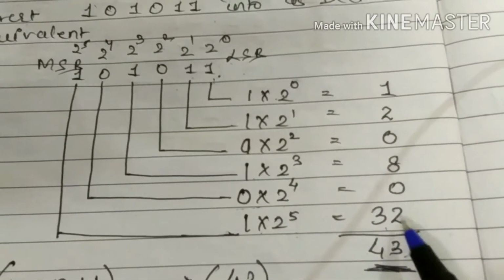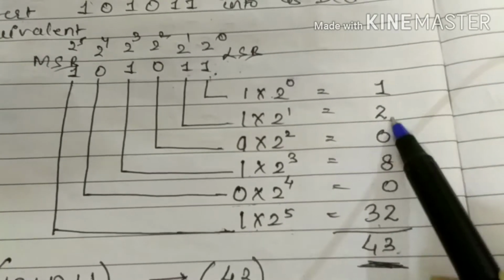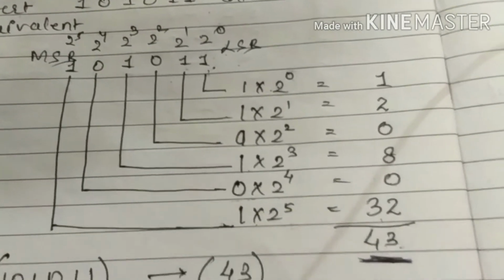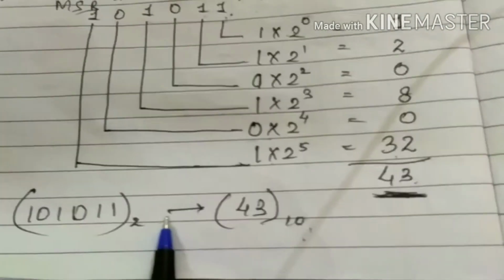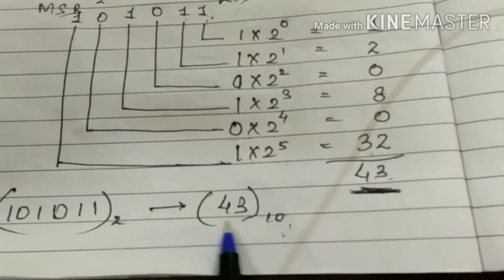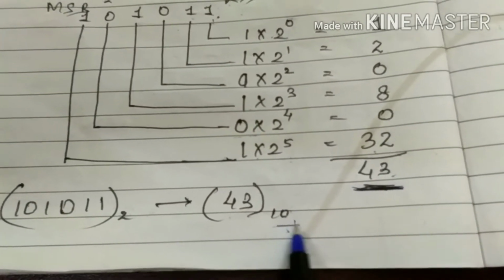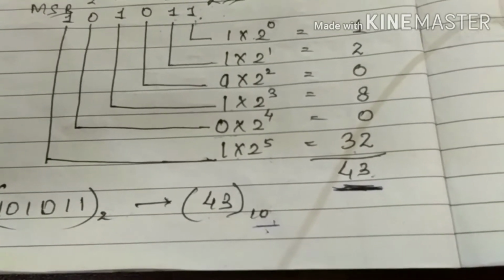Add it. 32 plus 8, 40 plus 2, 42 plus 1, 43. Right? So the answer is what? 43. So you can see the answer. How could we write it? That is 101011 base 2 because it was a binary number, and that is equivalent to 43. And don't forget to write the base, otherwise you will not get your marks, right?